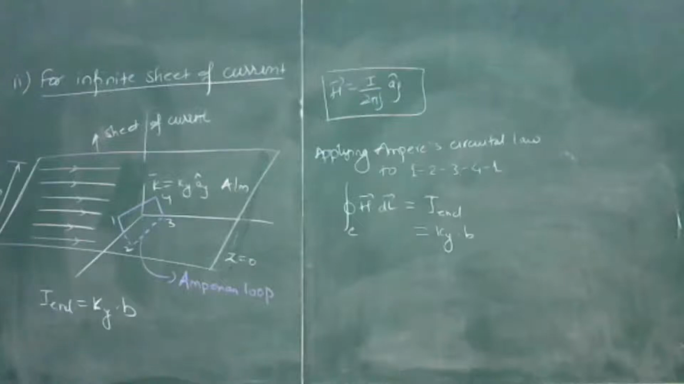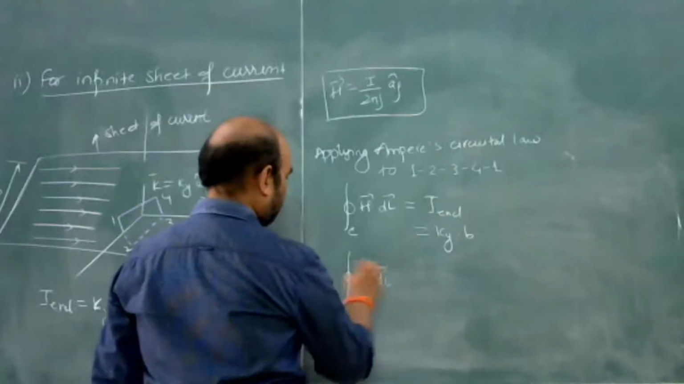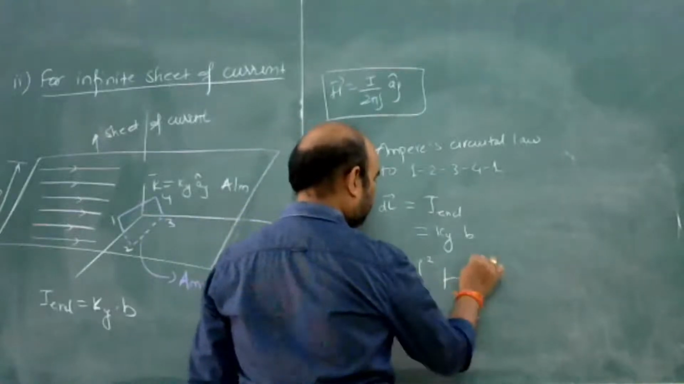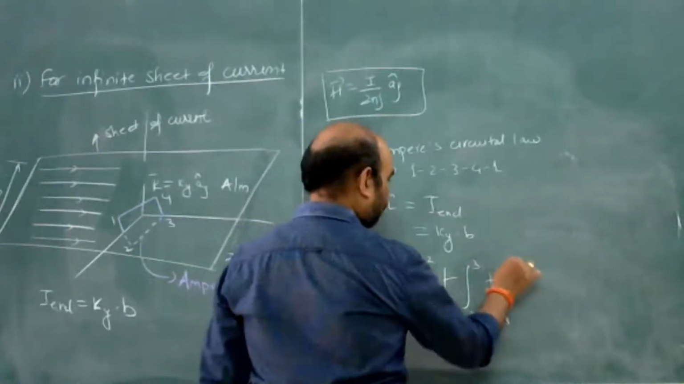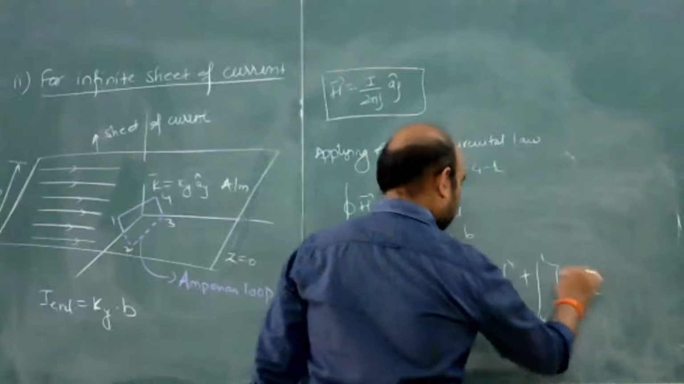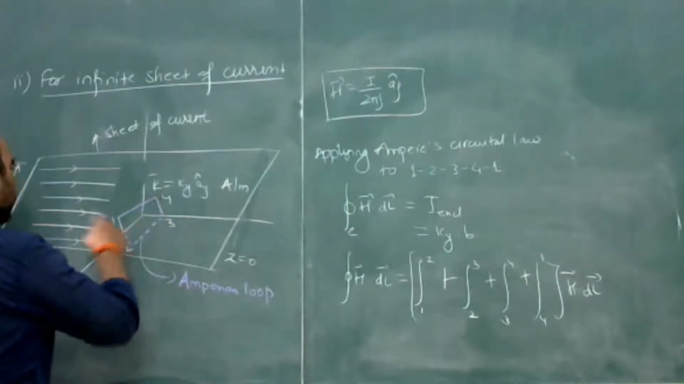So now this H dot dl can be divided into 4 parts: from 1 to 2, from 2 to 3, plus 3 to 4, plus 4 to 1. So we can resolve this integral into 4 integrals: from 1 to 2, 2 to 3, 3 to 4 and 4 to 1.